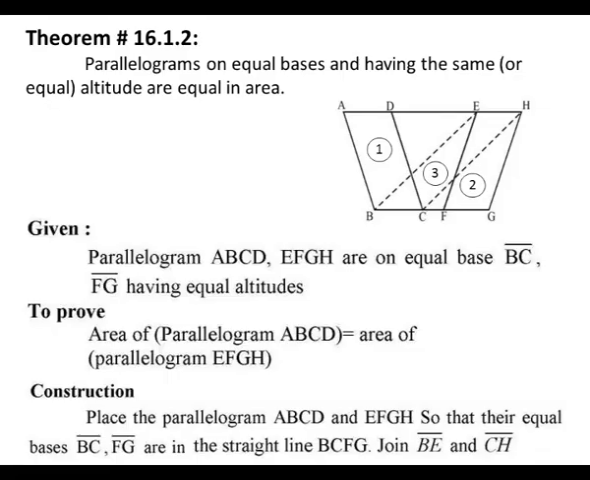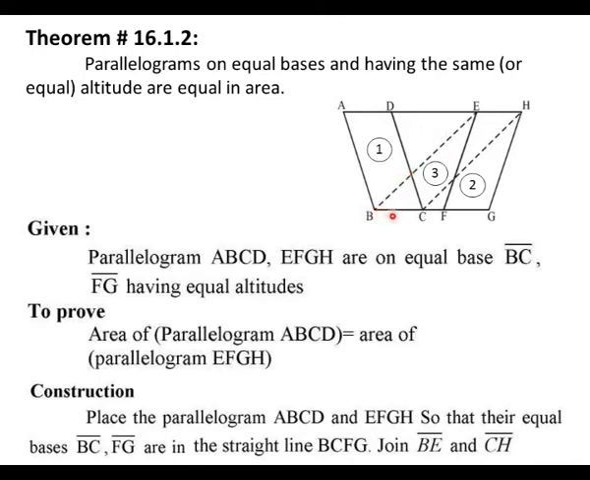Now we study theorem 16.1.2. What does the statement say? It says parallelograms on equal bases and having the same or equal altitude are equal in area. In the diagram, we are having two parallelograms A, B, C, D, and the second one is E, F, G, H, with two conditions. First is that their bases are equal. It means BC is equal to FG, and second one is they both are in between the same parallel lines.